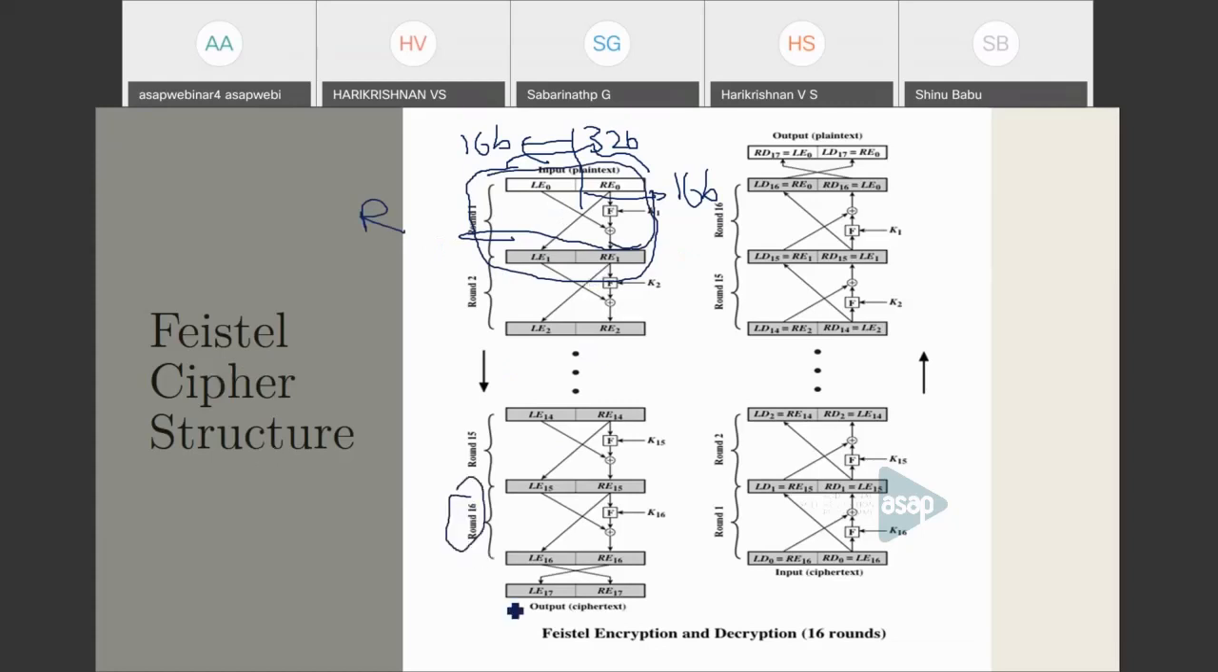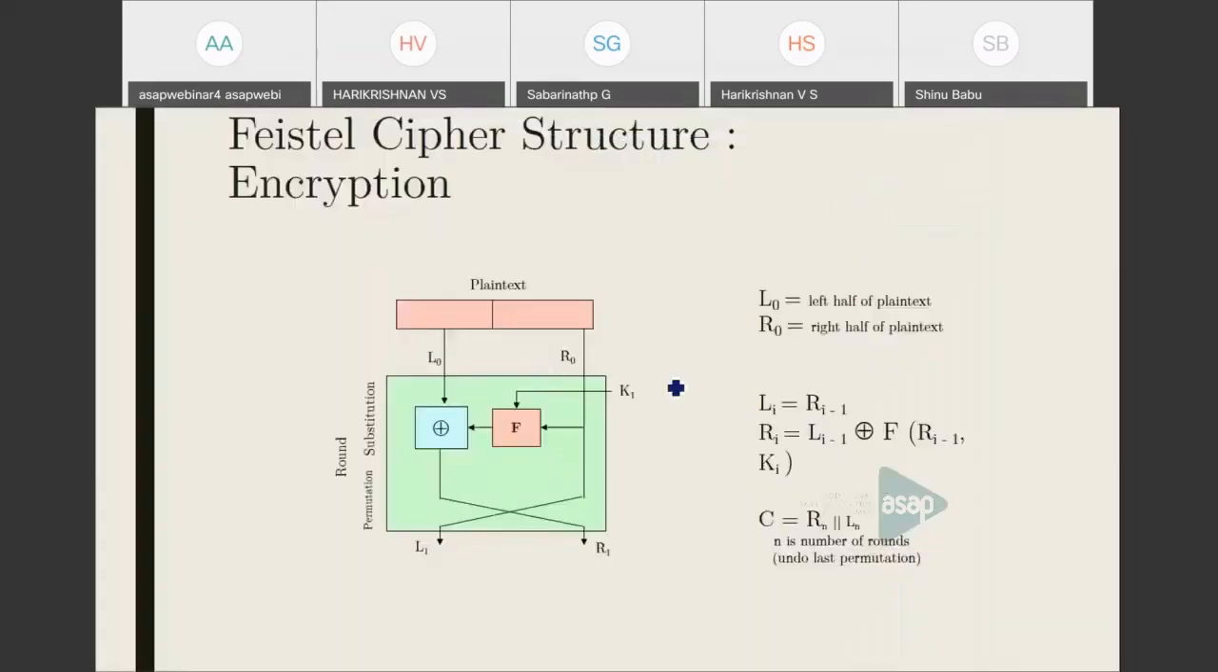Feistel generally has 16 rounds over here. This one particular round is shown in this slide here, so you get to see what happens in each round. So the plain text is split into the right half and the left half. So this is your right half of 16 bits.